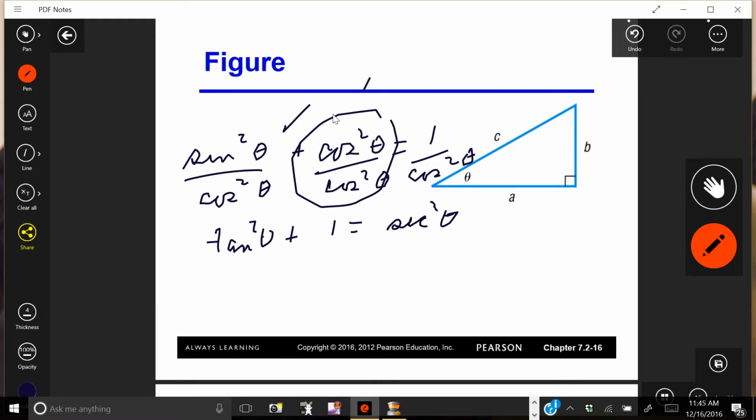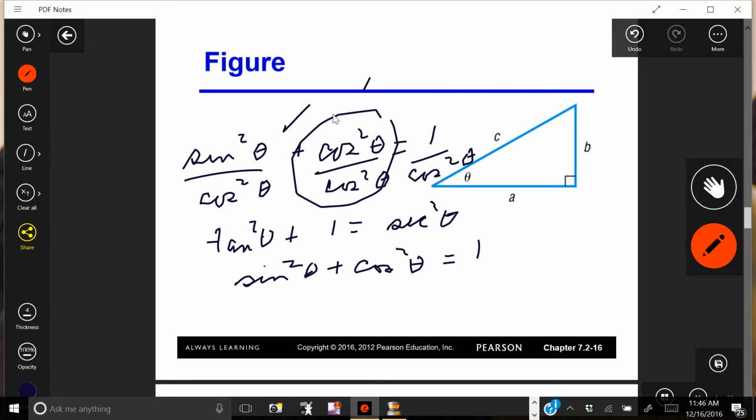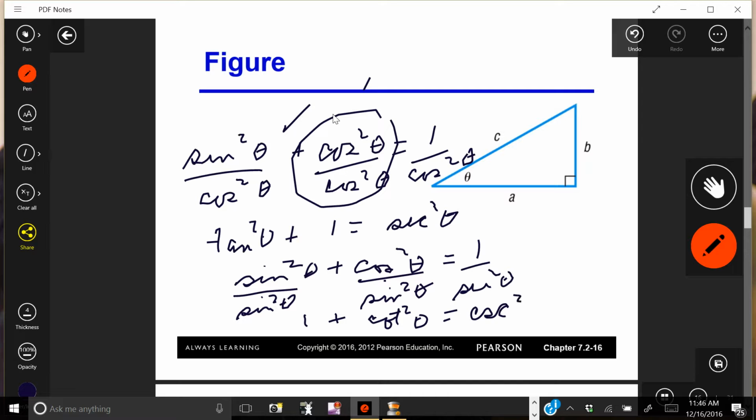And to get the other one, we're going to show on the next page, if you take sine squared theta plus cosine squared theta equals 1 and divide through by sine squared theta, we get 1 plus cotangent squared theta is equal to cosecant squared theta.